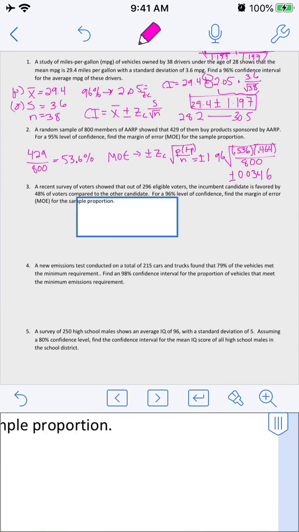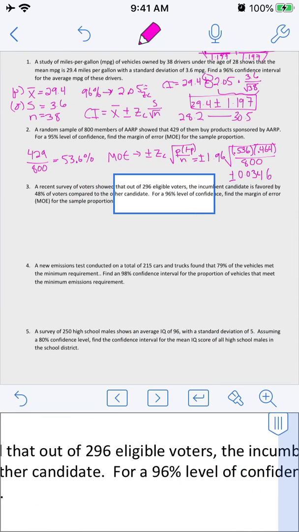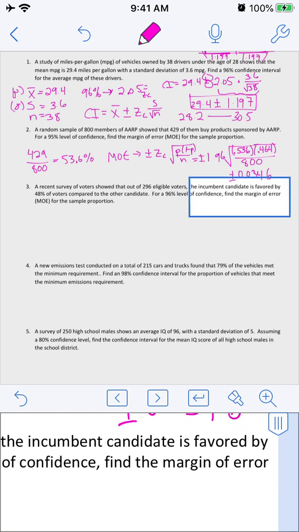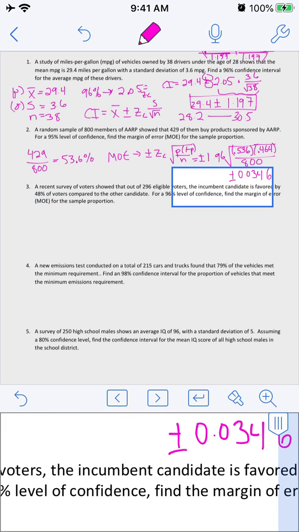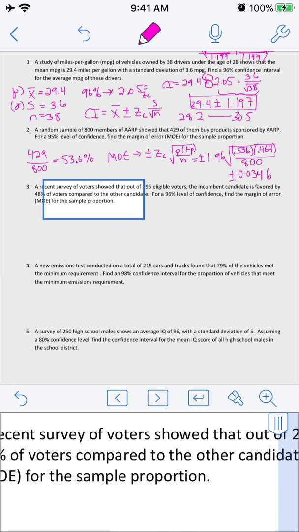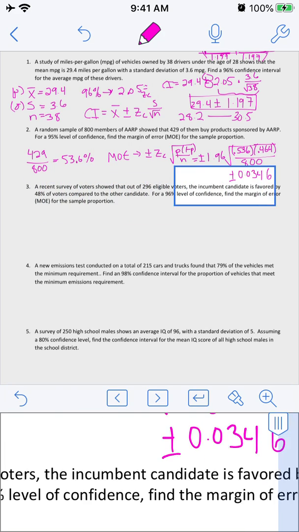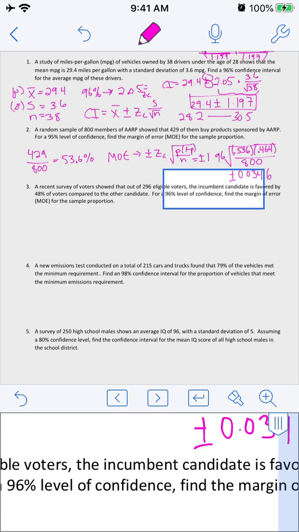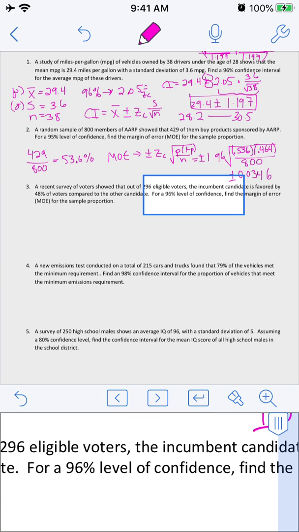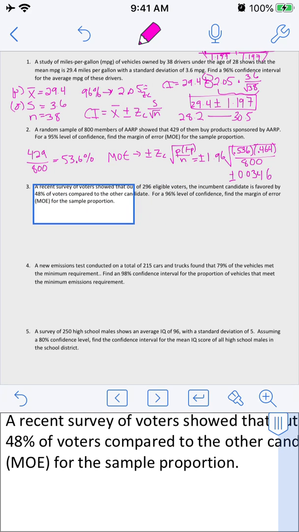A recent survey of voters shows that out of 296 eligible voters, the incumbent candidate is favored. Incumbent just means, I don't really know what it means. It means the one I think favored, the one that may already be in office, is favored by 48% of voters compared to the other candidate. Actually, somebody asked Mr. Schilling about that. I would really like to know. For a 96% level of confidence, find the margin of error for the sample proportion. So this is almost virtually identical to the last problem. The only thing they did was be nice and gave us the percent. Okay, so we got to find the margin of error.